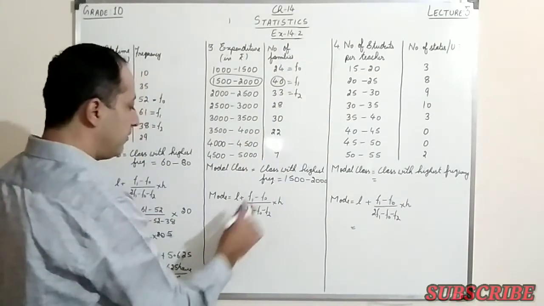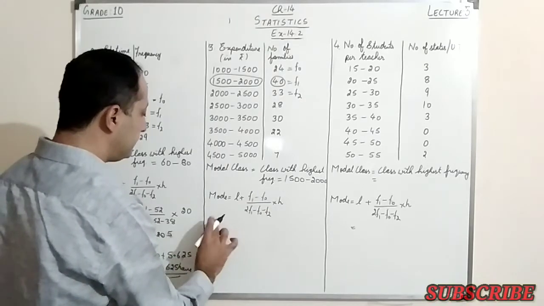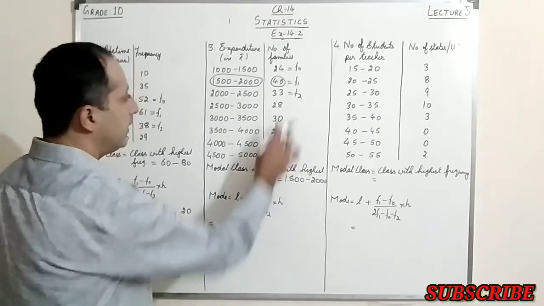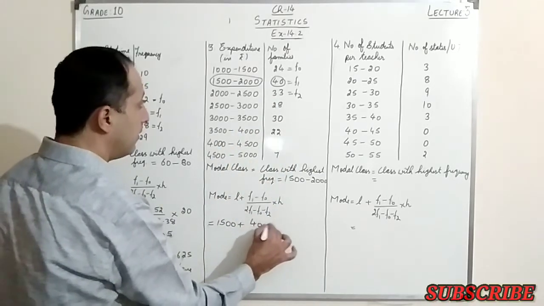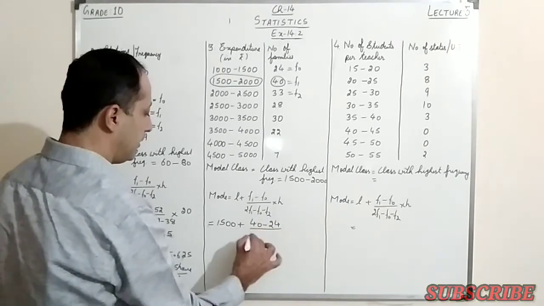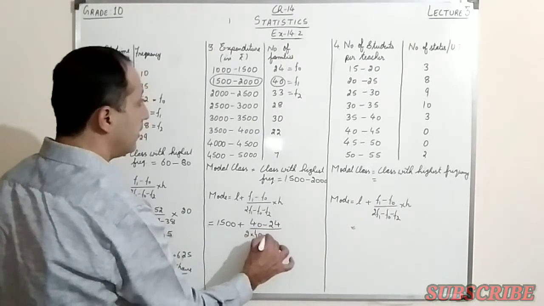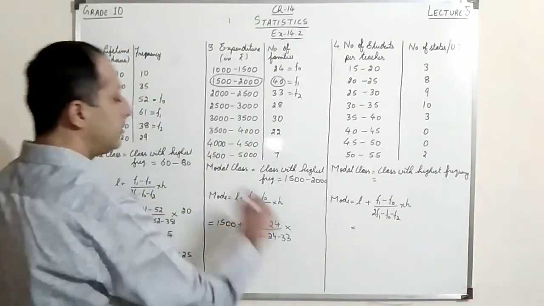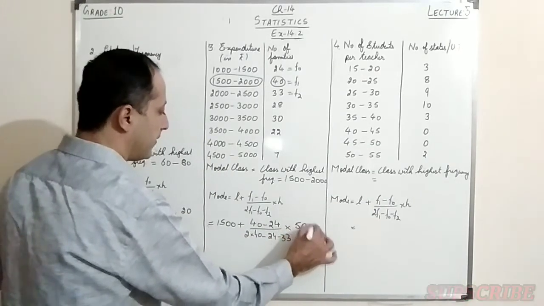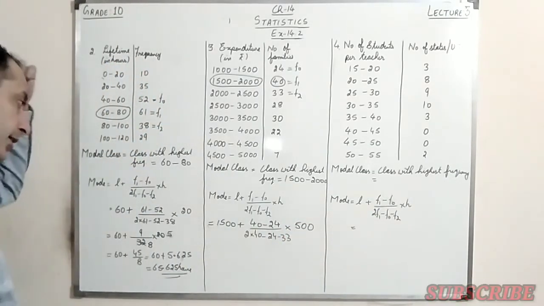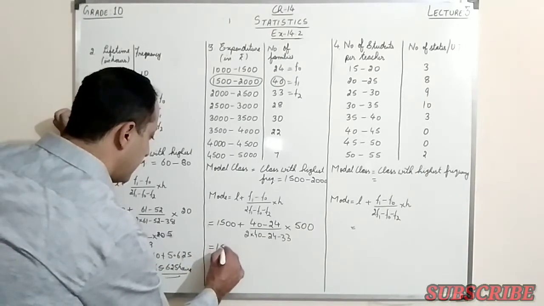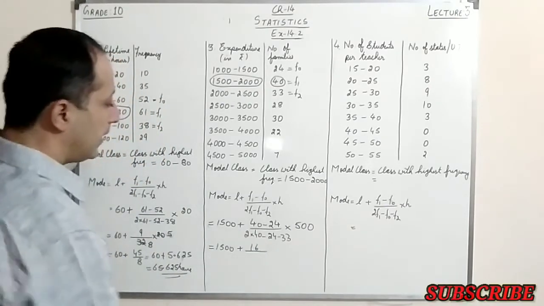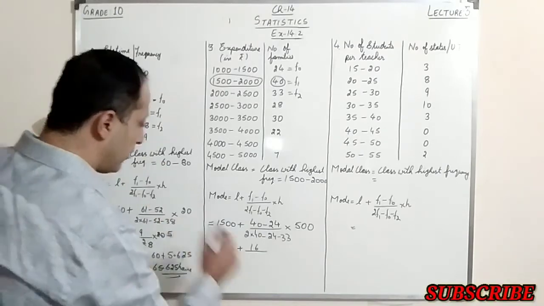Let's substitute the values. l will be 1500. f1 is 40, minus 24, upon 2 multiplied by 40, minus 24, minus 33, and multiplied by h. h is 500. Right, so we calculate, in the numerator we get 1500 plus 16 upon, this is 80, and 80 minus this 57, we get 23.